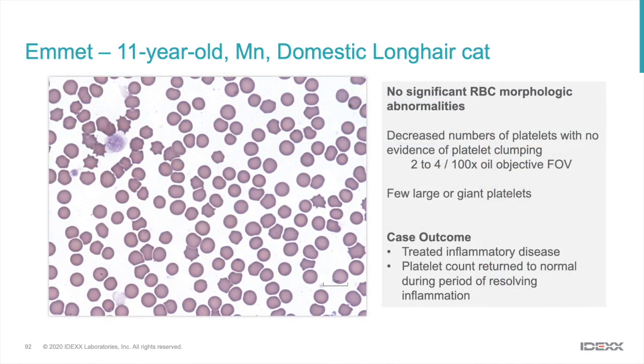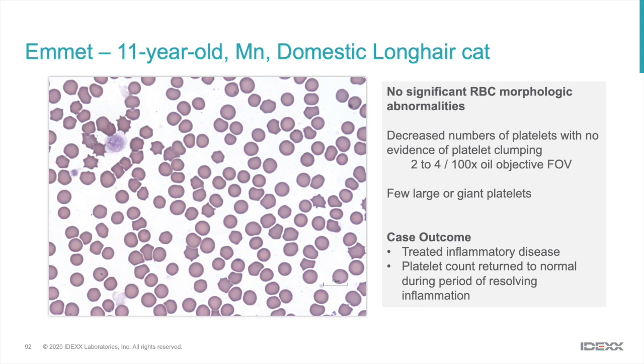Looking at Emmett's blood film, we rapidly confirm there's no evidence of platelet clumping. We also support the thrombocytopenia reported in the CBC. We only see 2 to 4 platelets on average per 100x oil objective field of view. Normally at that magnification, we should see at least 8 to 15 platelets. Additionally, we see some large and giant platelets, and there's a good example of one of those giant platelets in the upper left quadrant of this photomicrograph.